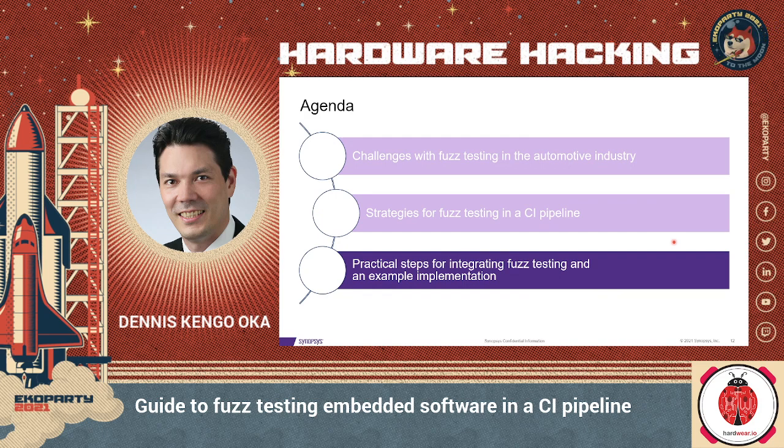So based on this general view of the strategies for fuzz testing in a CI pipeline and understanding the type of questions that we have to answer, let's move on to the third point and discuss the practical steps for integrating fuzz testing and also go through this example implementation.